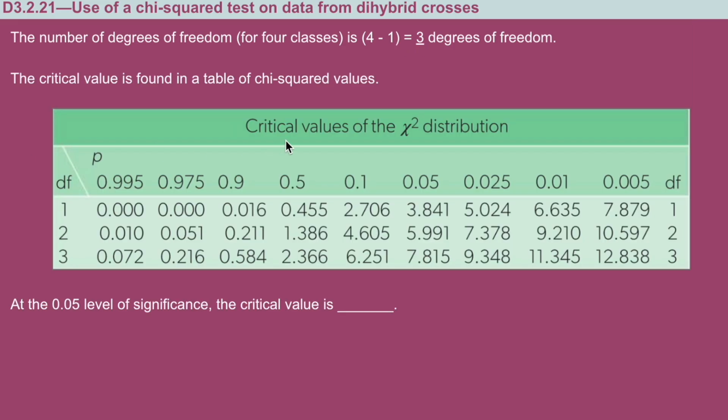You will always be provided the critical value table. You do need to know that you would look for the 0.05 level of significance. And then you would look at your degrees of freedom. In this case, we calculated it to be 3. So our critical value would be 7.815, as found here in the table.